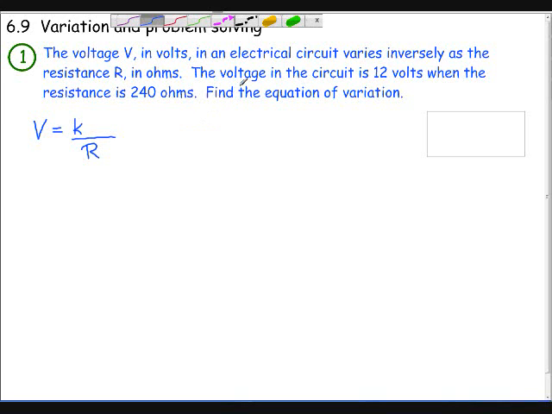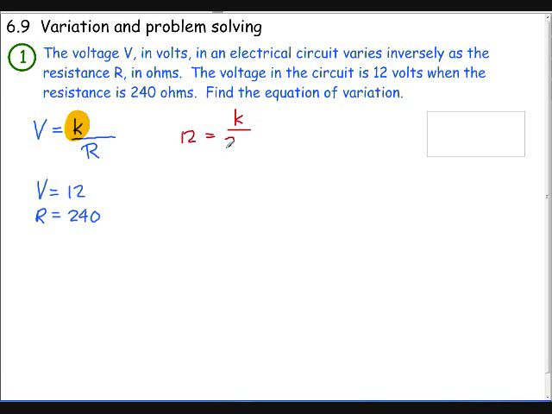All right, so the voltage in the circuit, so we have at least one point here where the voltage is 12 volts, when the resistance is 240 ohms. Find the equation of variation. Well, to find that, we first need to find our constant of variation, which we are going to be able to do because we have been given a couple values. We can say 12 is equal to K over 240.